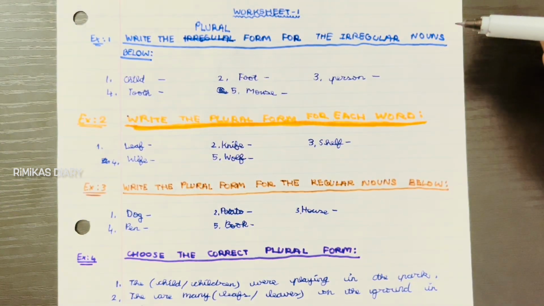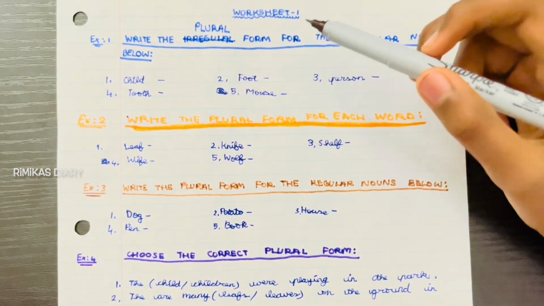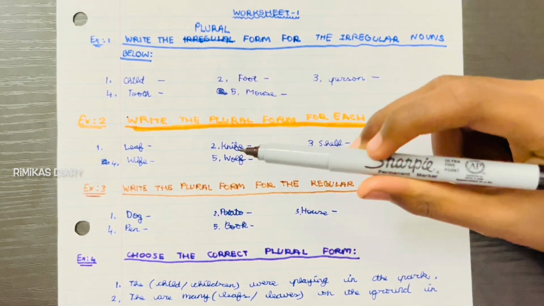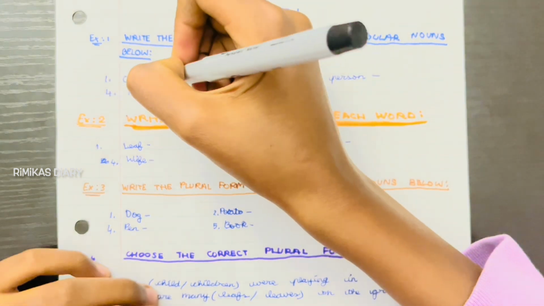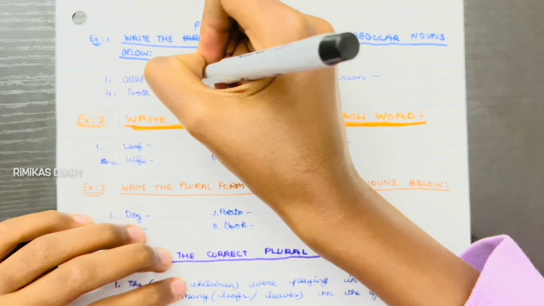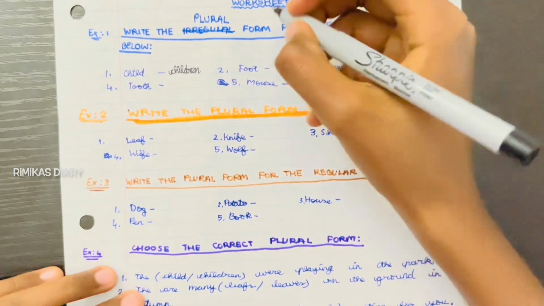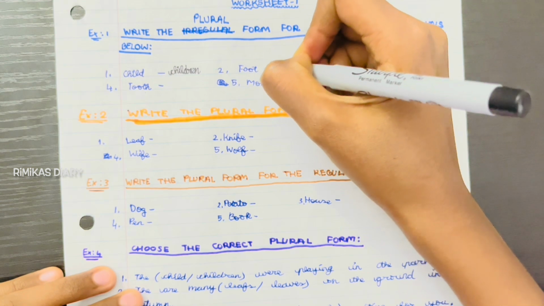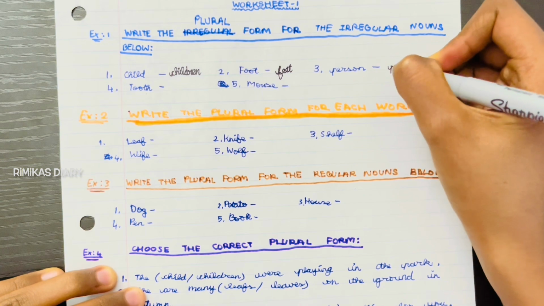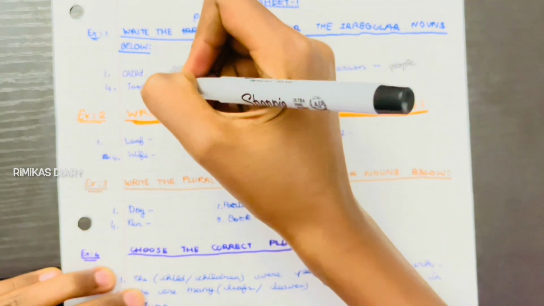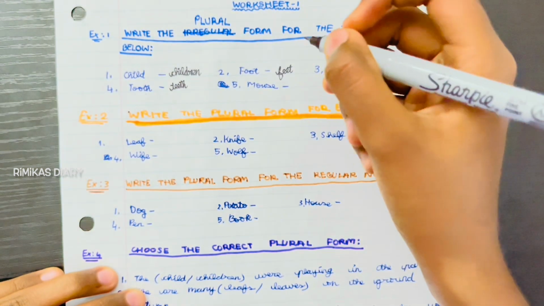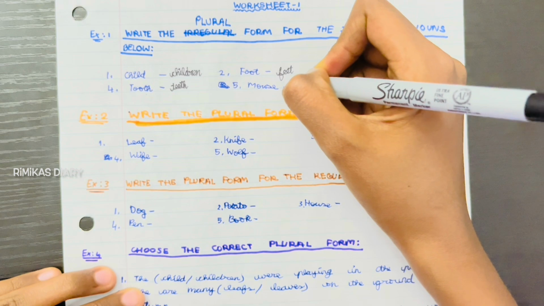Worksheet 1. Exercise 1. Write the plural form for the irregular nouns below. First one, child. So the plural form is children. Next, foot, feet. Person, people. Tooth, teeth. Mouse, mice.